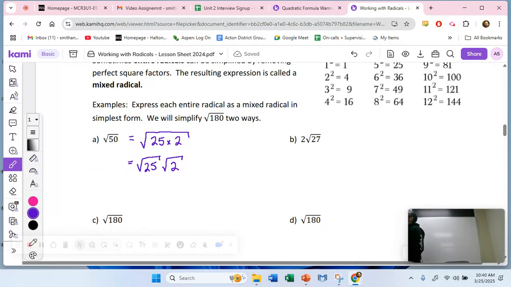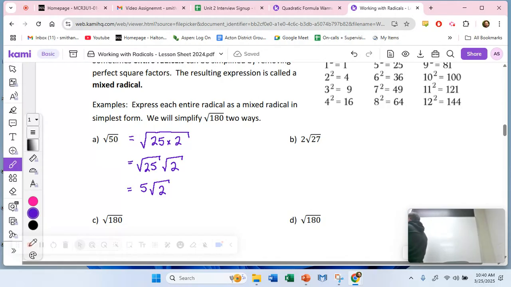What's the root of 25? Exactly 5. The root of 50 is equivalent to 5 times root 2. They are equivalent in every way. 5 root 2, the numbers are smaller, more manageable. The expectation moving forward is just like with fractions, we simplify our radicals as low as we can go. This is our first example.